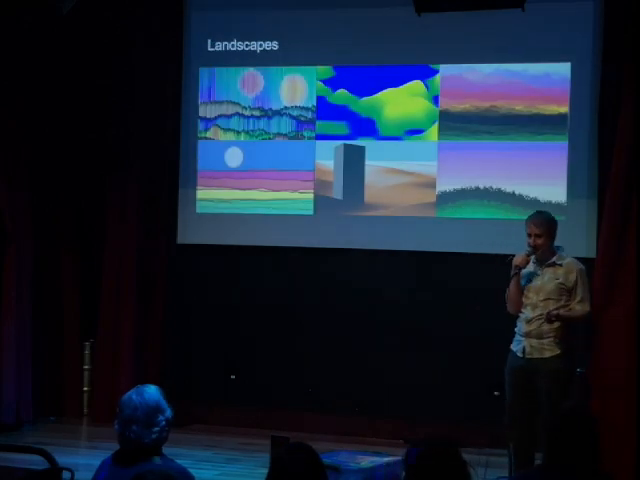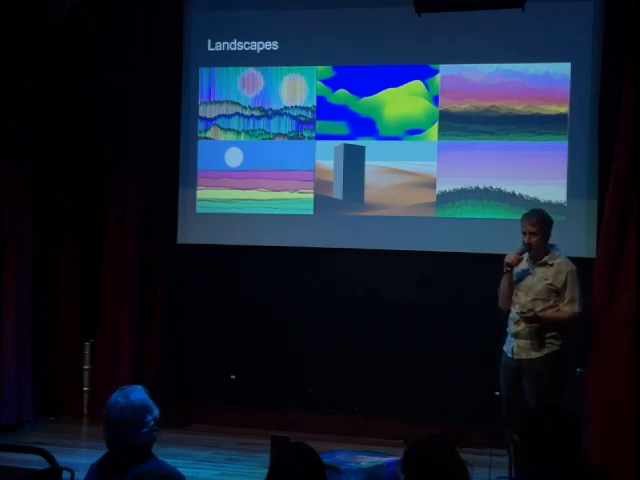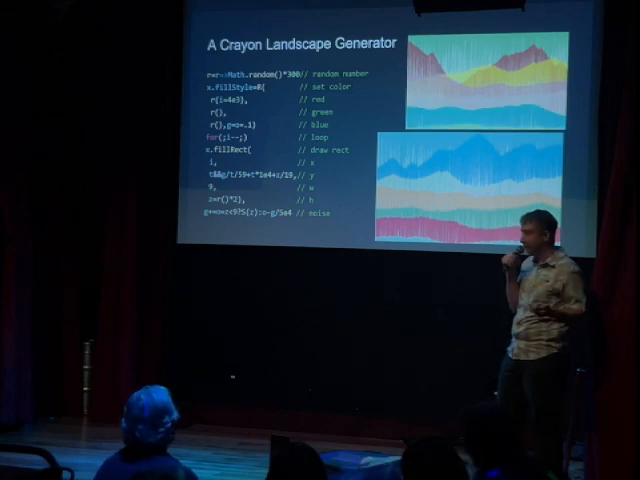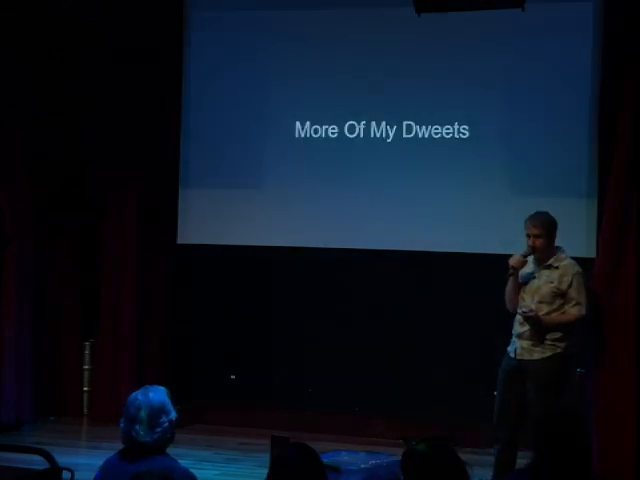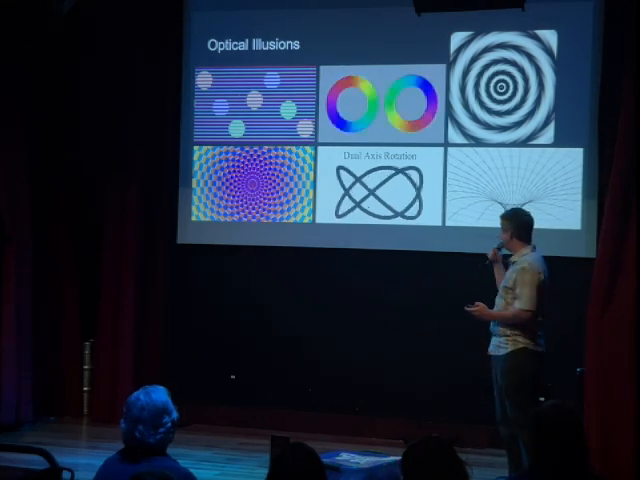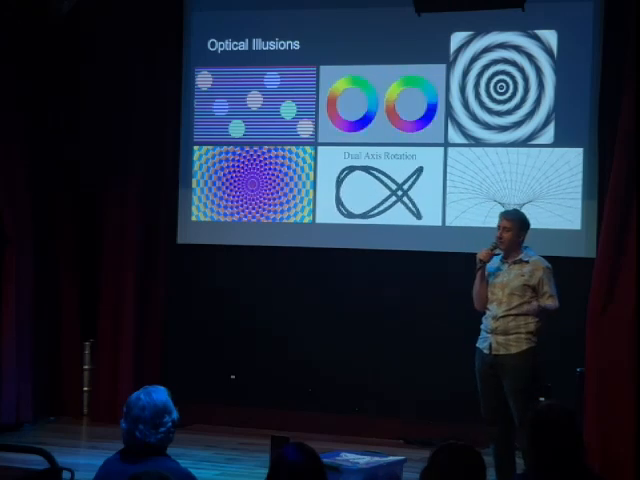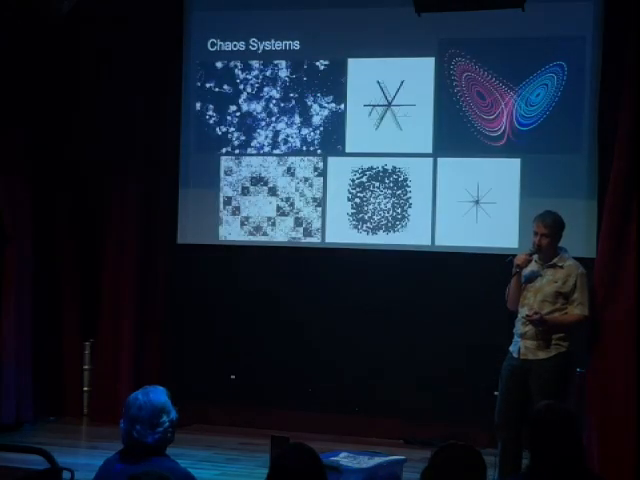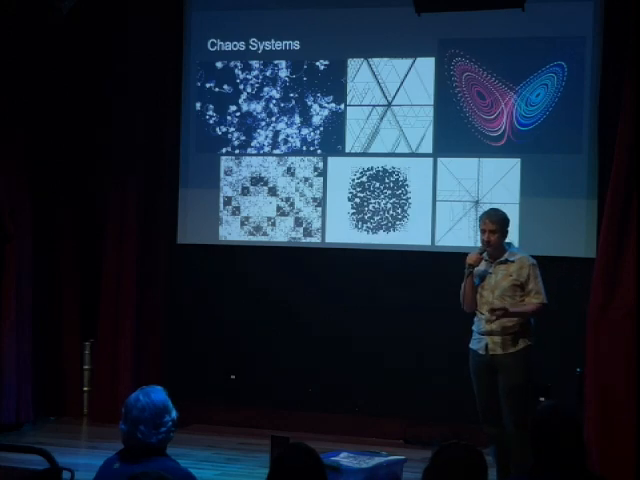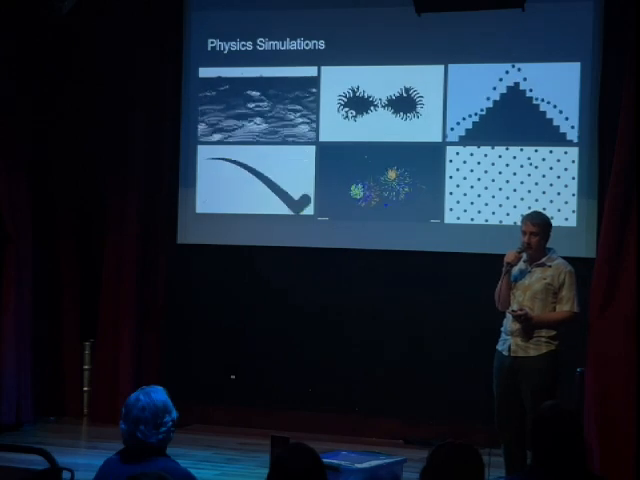Doing landscapes and stuff is really fun. Mountains and landscapes. Here's one with more of a crayon kind of drawing effect. So I'm just going to go rapid fire through a few more of my tweets towards the end of the presentation here. Optical illusions, like pretty much any optical illusion you could probably fit in a tweet. Chaotic systems are really fun to play around with because they're unpredictable, and it's surprising to see what they're going to give you.